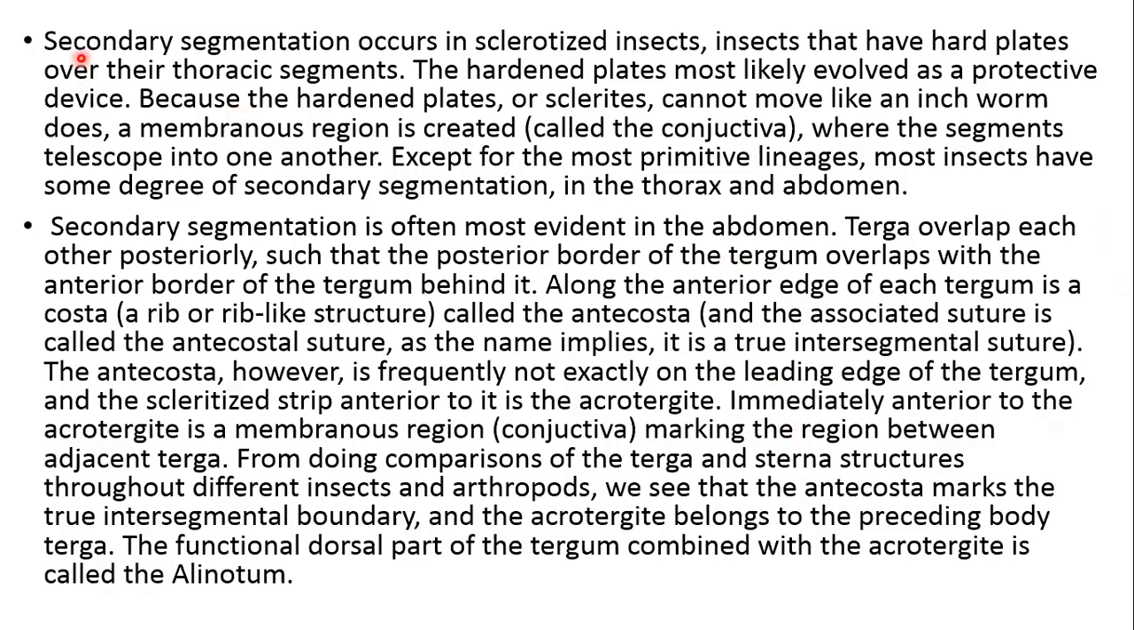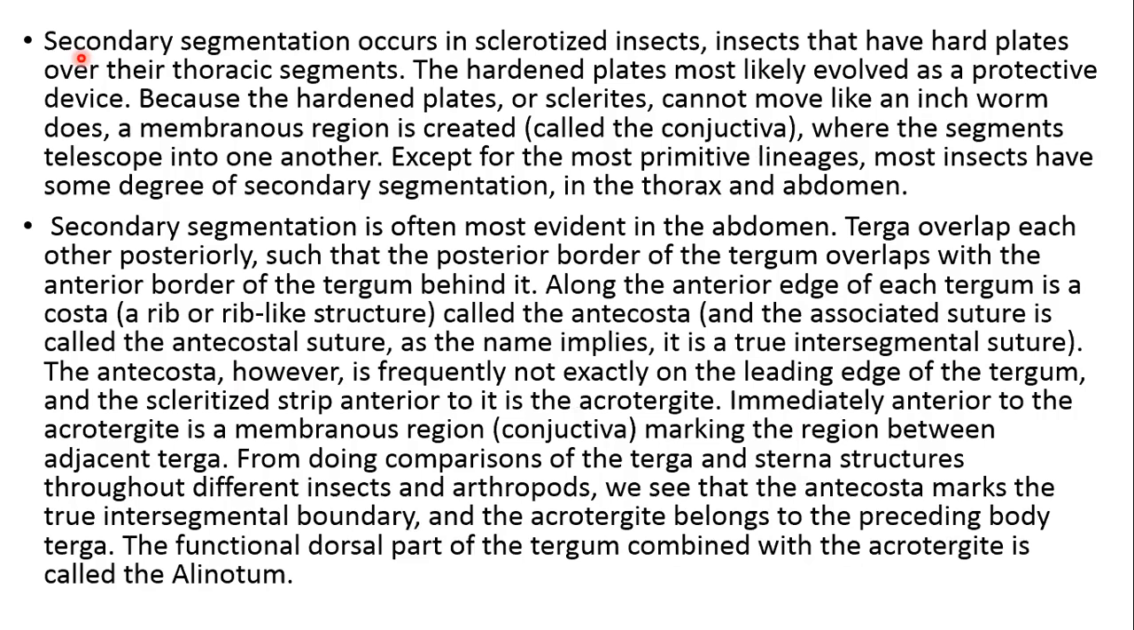The secondary segmentation occurs in sclerotized insects that have hard plates over the thoracic segments. The hardened plates most likely evolved as a protective device, because the hardened plates or sclerites cannot move like an inchworm does. A membranous region is created, called the conjunctiva, where the segments telescope, meaning they hide underneath one another. Except for the most primitive lineages, most insects have some degree of secondary segmentation in the thorax and abdomen. Secondary segmentation is often most evident in the abdomen.